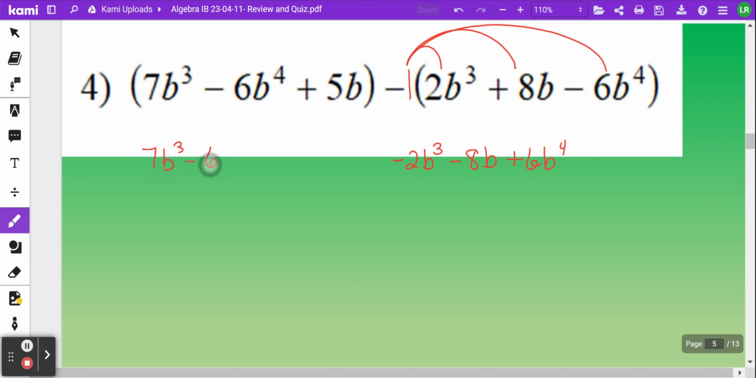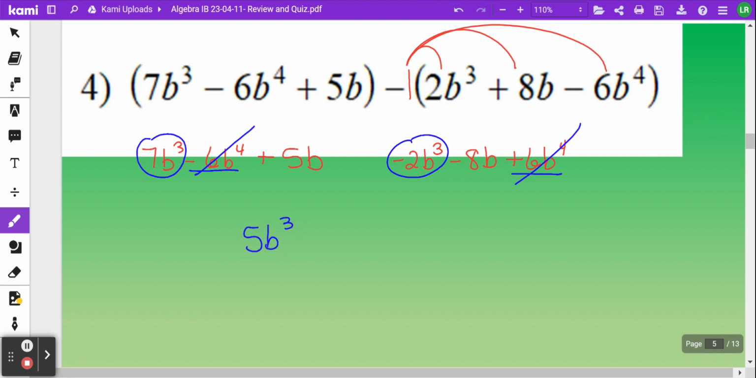7b to the third minus 6b to the fourth plus 5b. And now we're looking for like terms. My b to the fourths, negative 6 plus 6. Negative 6 plus 6 is 0. Those are gone. My b to the thirds, 7 and negative 2. 7 and negative 2 is 5. So I have 5 of the b to the thirds. I didn't mention this in the last one, but when we're adding, we don't mess with exponents. We're just counting up how many of them we have. And then last, I have my b to the first, 5 and negative 8. That would be negative 3 of the b's. And there's my answer.